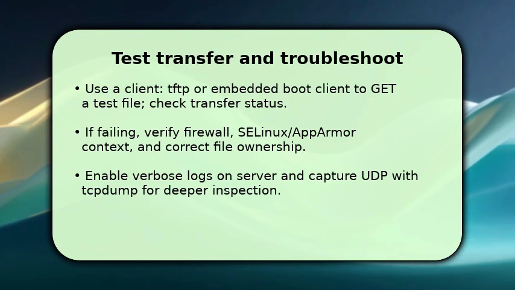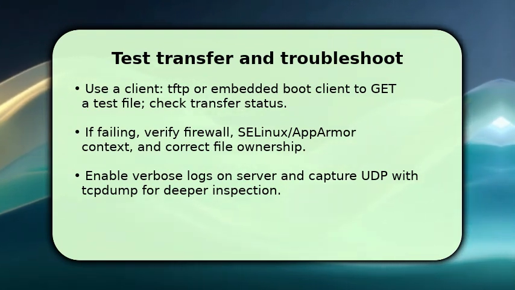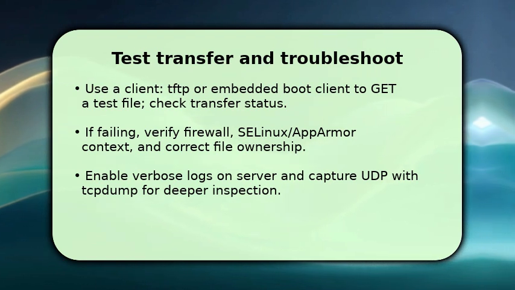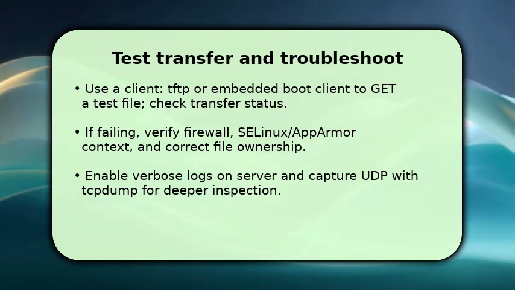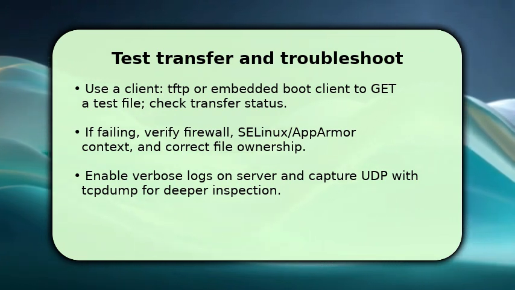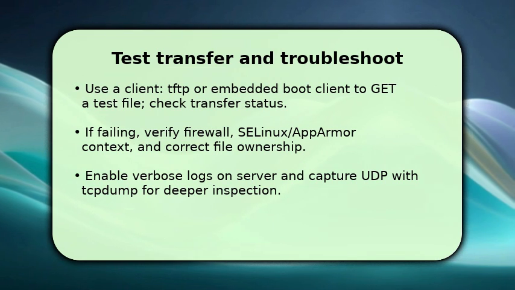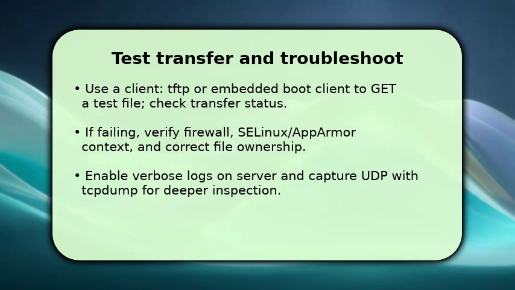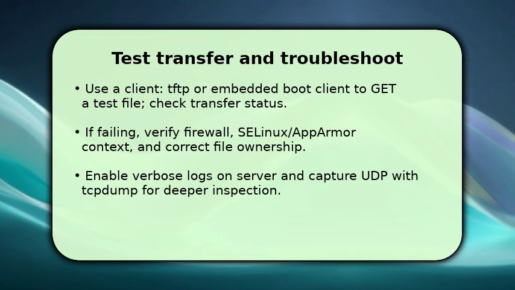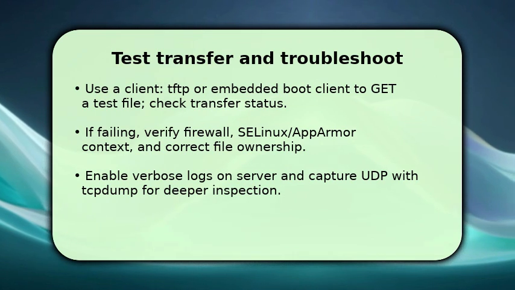Use the TFTP command or device boot option to get the test file and observe the reply. If it fails, check the firewall rules, confirm SELinux or AppArmor isn't blocking access, and ensure file ownership matches the daemon user. Make the server more verbose, and if needed, capture UDP traffic with tcpdump to see whether requests reach the host. These steps let you isolate permission, network, or configuration issues quickly.